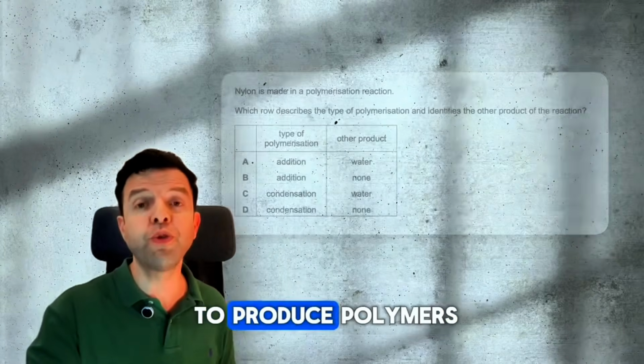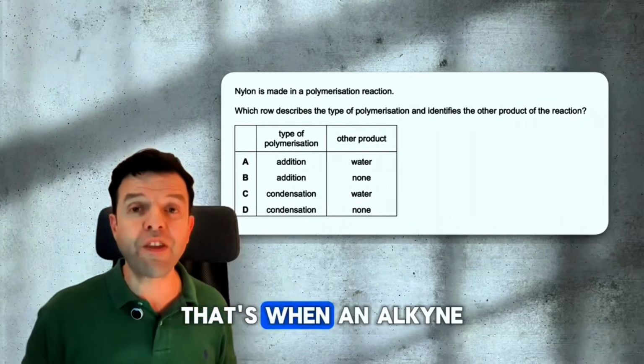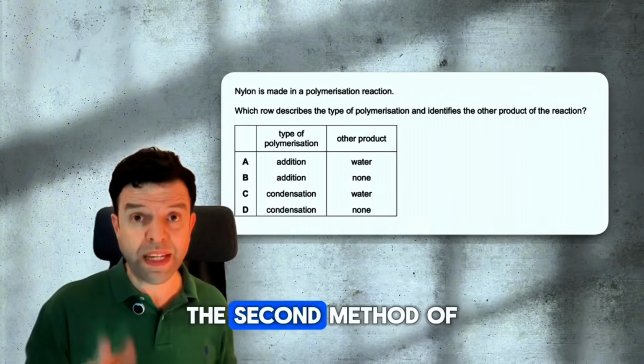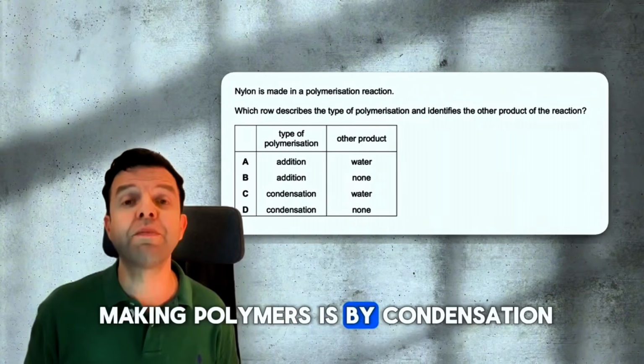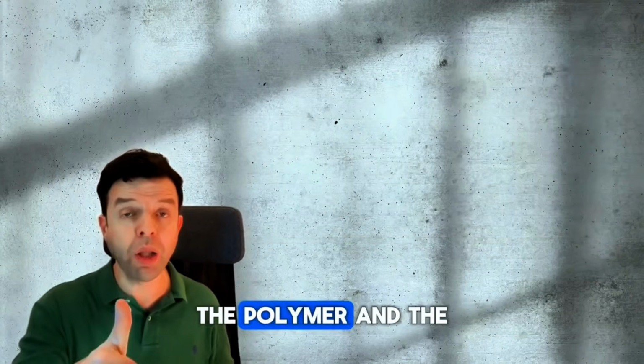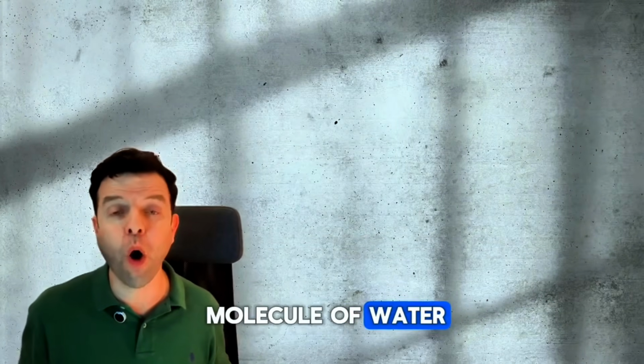There are two ways to produce polymers. First, it's addition. That's when an alkene produces only one product, and that is the polymer. The second method of making polymers is by condensation. This time, two products are formed, the polymer and the molecule of water.